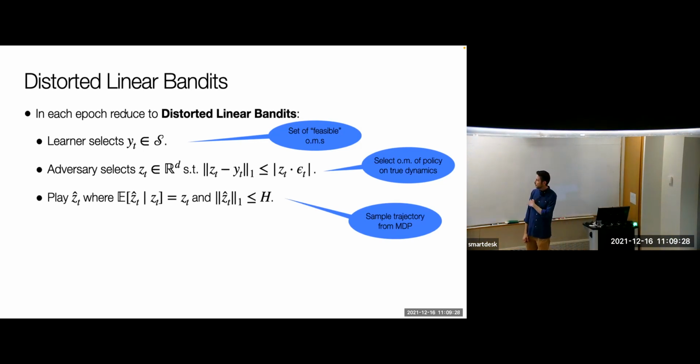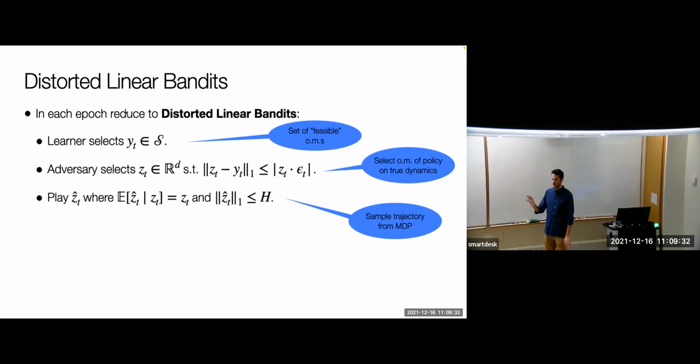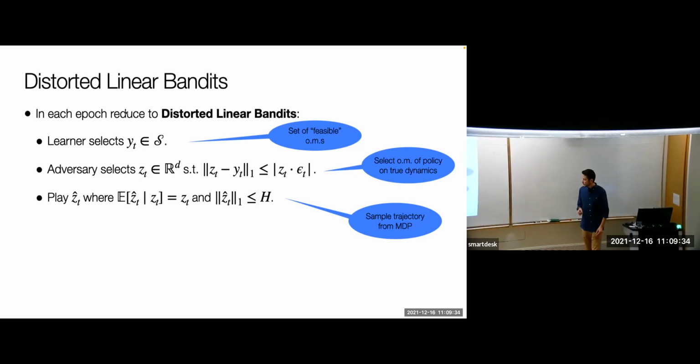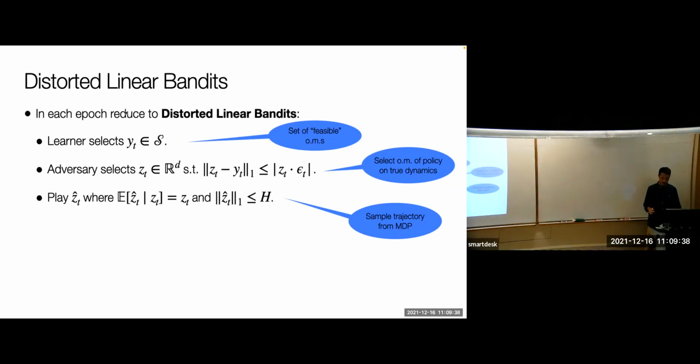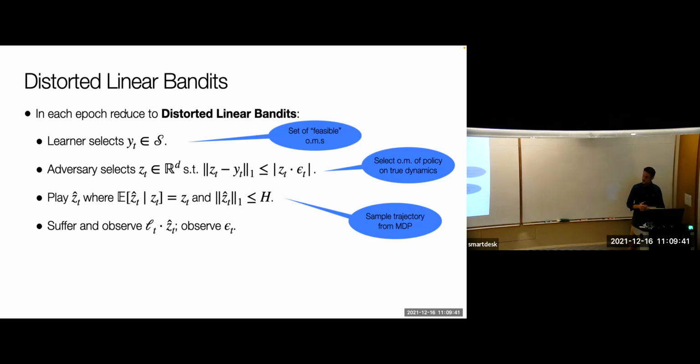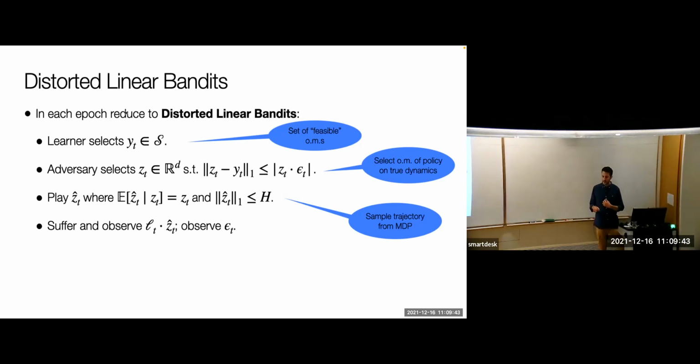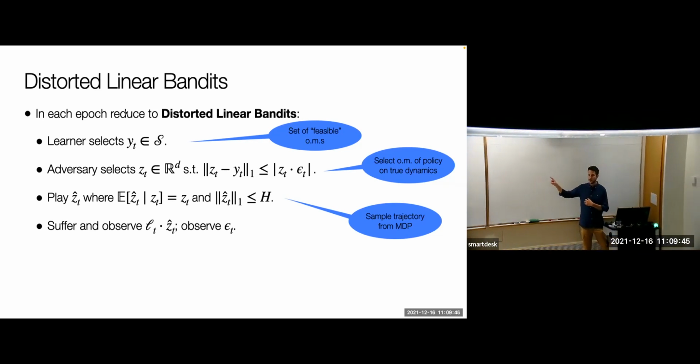So I don't see Z_T, but I see some sample Ẑ that's Z_T in expectation. And this represents the trajectory of my policy in the true MDP. Then I observe the loss according to Ẑ, and I observe this error term epsilon.